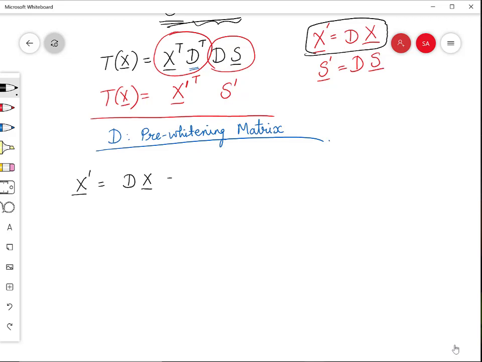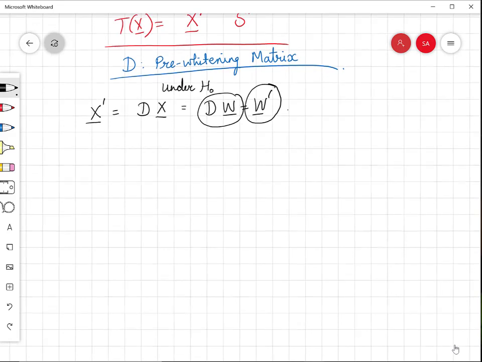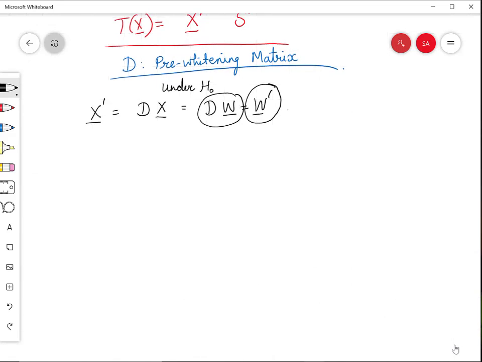Suppose I am talking about hypothesis 0. Under hypothesis 0, X is just the noise, so it becomes D times W. This is my new noise, so let me call it W prime. W prime is going to be again a Gaussian noise, but let me now find out the covariance matrix of this W prime.